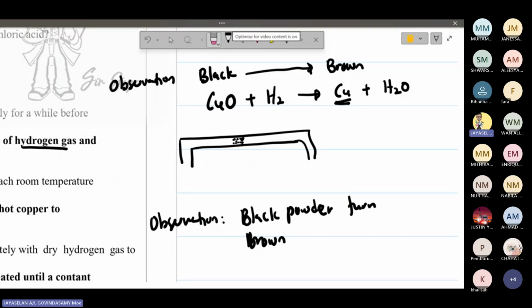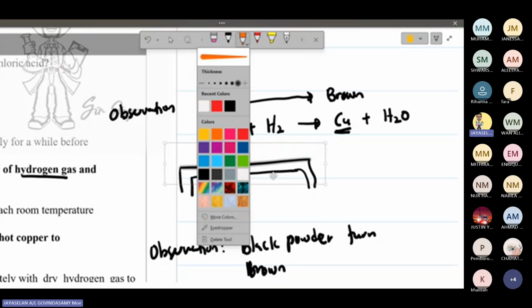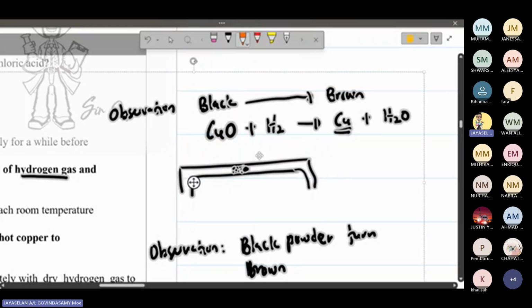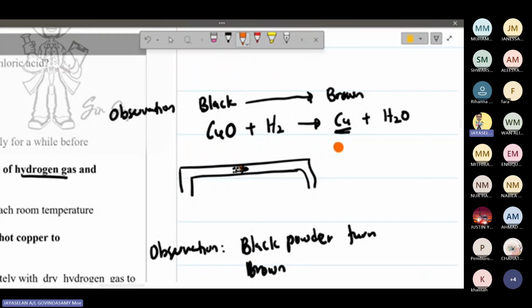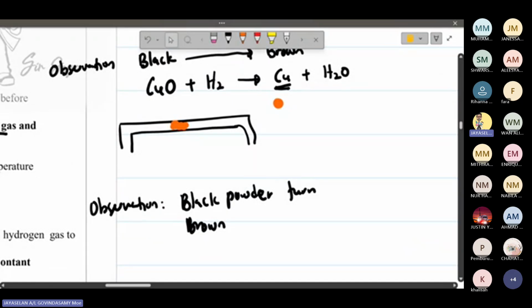Okay, so katakan di sini now black color, right? The black color powder turns to what color? It turns to brown color. Wait, I take the brown color. Okay, after it has turned brown color, okay, it has already turned brown. Sudah turns brown kan? So you can see it has turned brown, the reaction is completed. Okay, the reaction is completed, right?